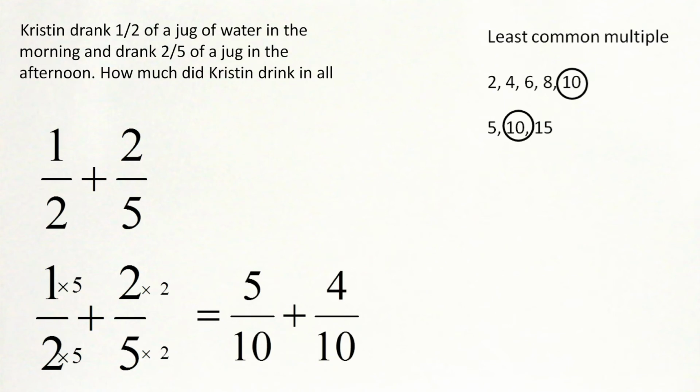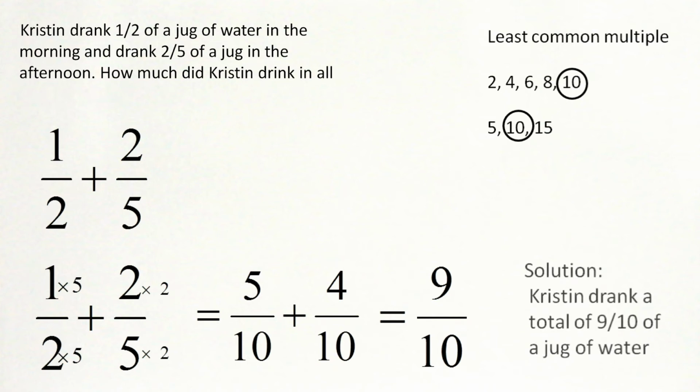Now that we have common denominators, we can just add the fractions. So now we have 5 plus 4 equals 9, and we keep the denominator constant, so we get 9/10. Normally, we would need to reduce a fraction to its simplest form, but in this case, there are no common factors. So the answer remains 9/10, or Kristen drank a total of 9/10 of a jug of water.